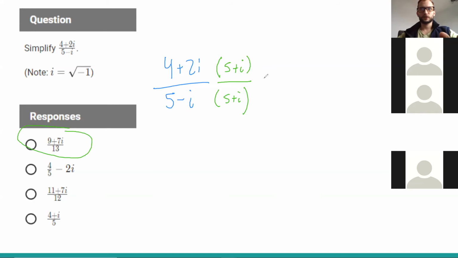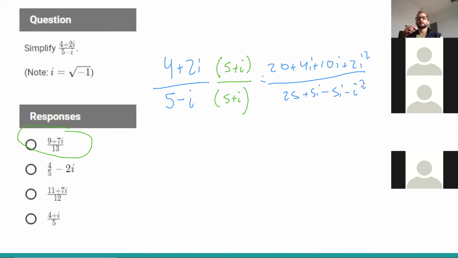So essentially here we just FOIL out the top, which is going to give me 4 times 5, which is 20. 4 times i, 4i. 2i times 5, 10i. 2i times i is 2i squared. So that's the top. The bottom, 5 times 5 is 25. 5 times i is plus 5i. Negative i and 5 is minus 5i. And then negative i and i squared is minus i squared.